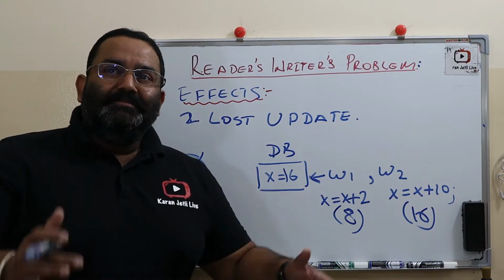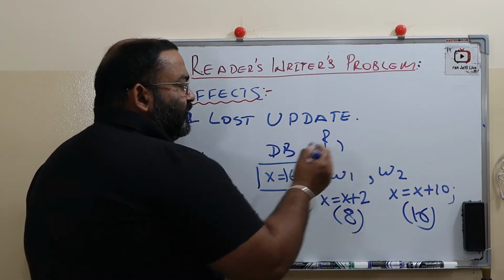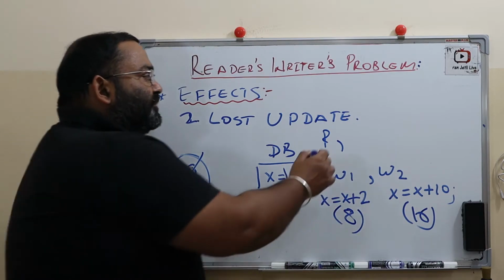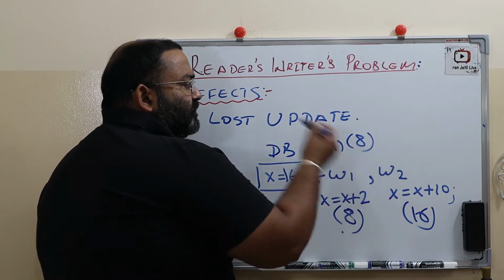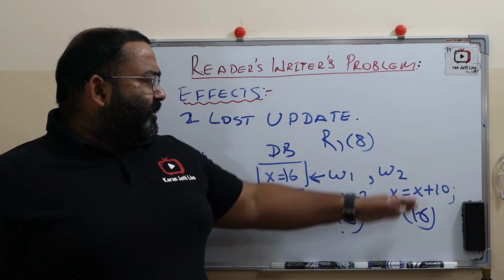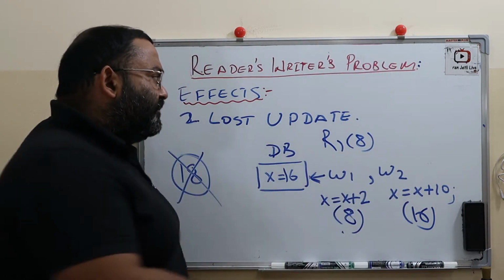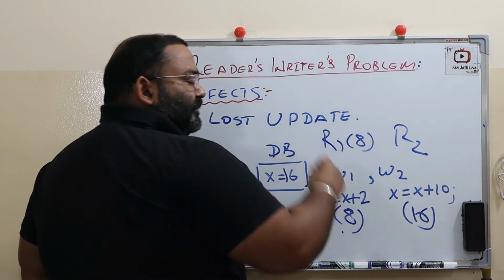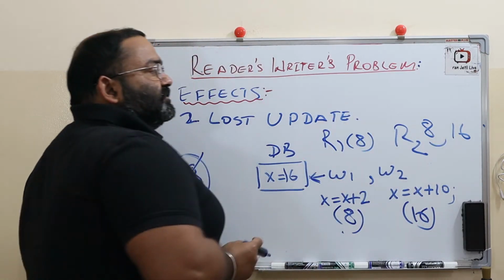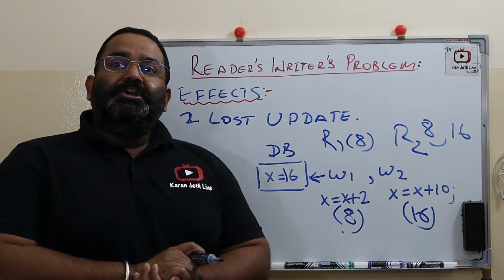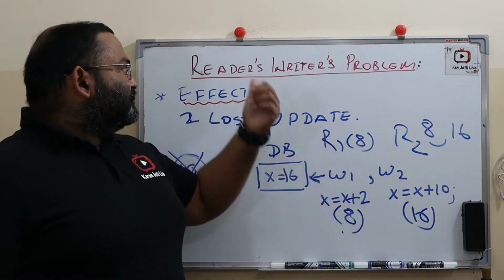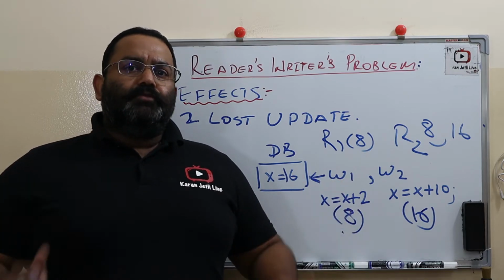Now guys, at the same time, if I have readers also, while this has just changed the value, this reader R1 reads the value as 8, because all are running concurrently, isn't it? And there is another thread, R2, which is also trying to read. It may read 8, it may read 16, but the actual value should be 18. So this update has been lost. This is another side effect of the readers-writers problem.